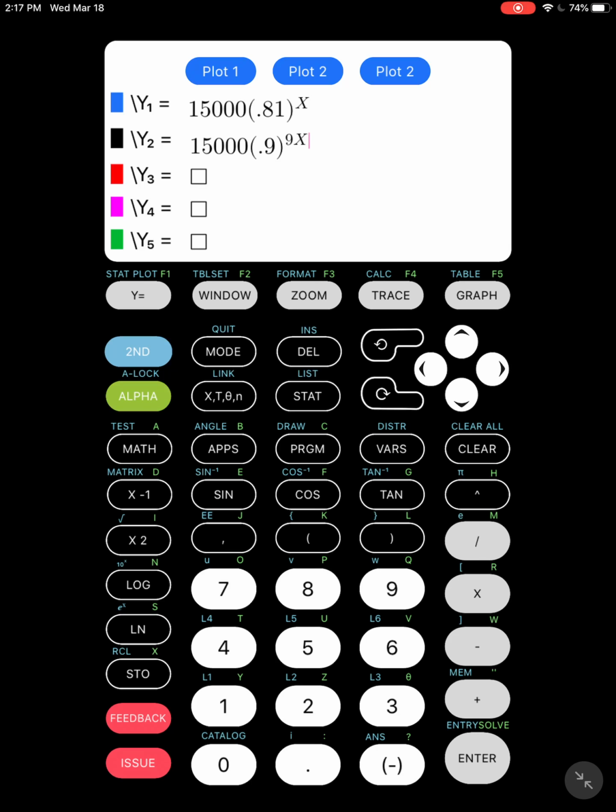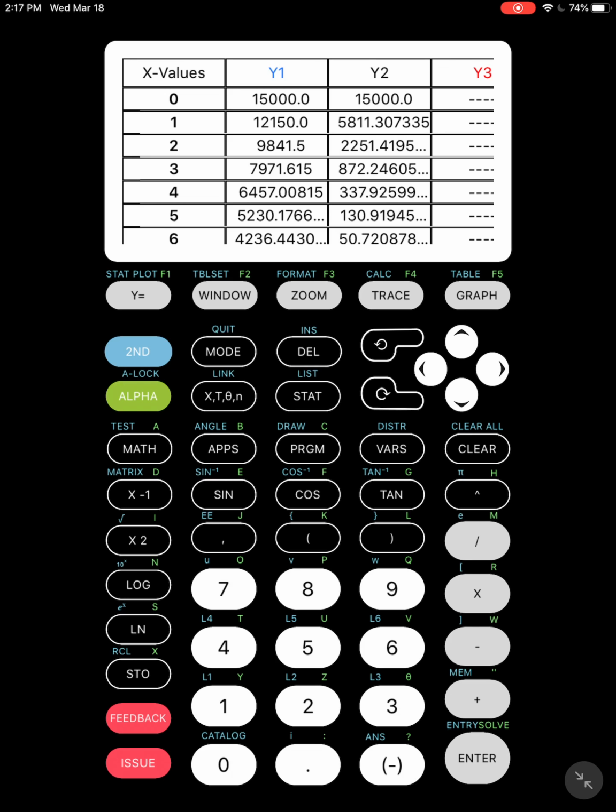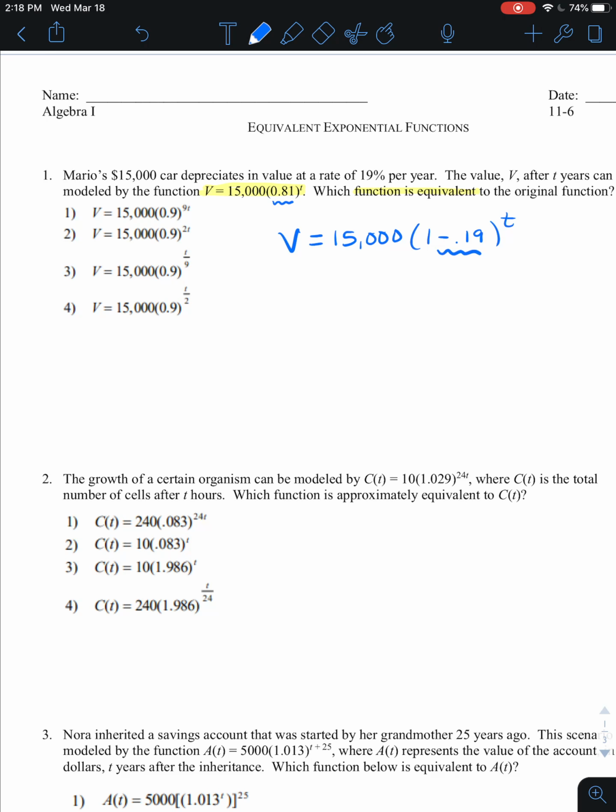Now, if these equations are equivalent, what I'm going to notice is that my table has all of the same y values. You can see right here, I have 15,000 as my y-intercept for both, but as soon as you go beyond the x value of 0, all of these other y values are not the same. So that just tells me that these functions are not equivalent.